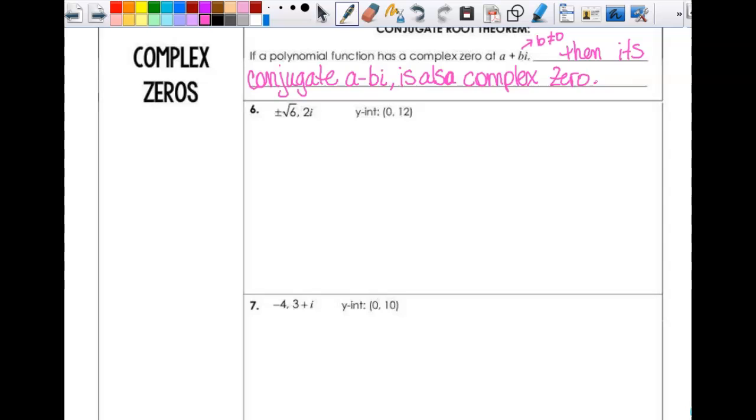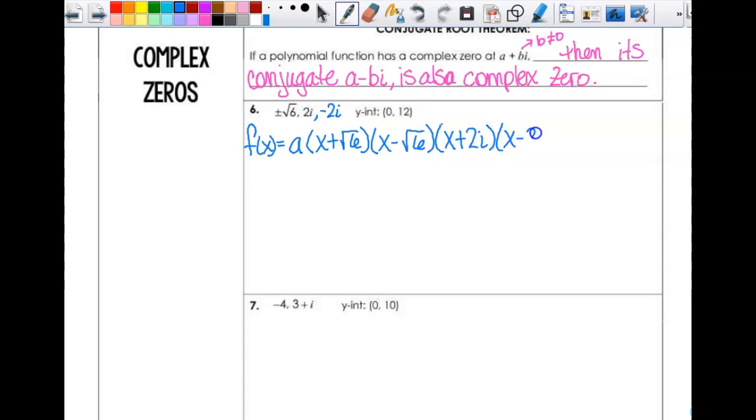So when we look at number 6, it tells us that our zeros are plus or minus the square root of 6, and then 2i, and it gives us our y-intercept. Since 2i is a 0, then negative 2i also has to be a 0. So when I write my equation, f of x equals a times, I will have x plus the square root of 6, x minus the square root of 6, then x plus 2i, and x minus 2i. See if you can find a.